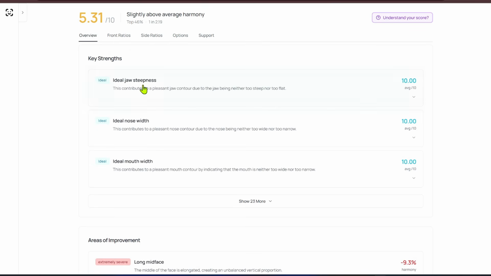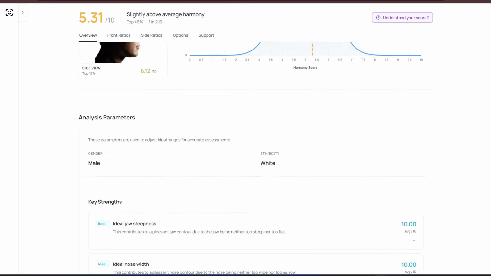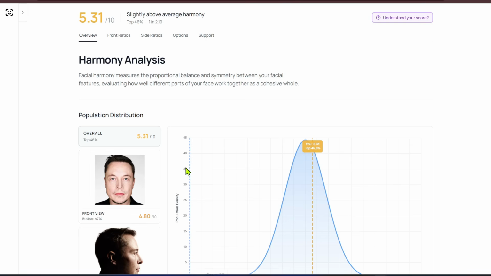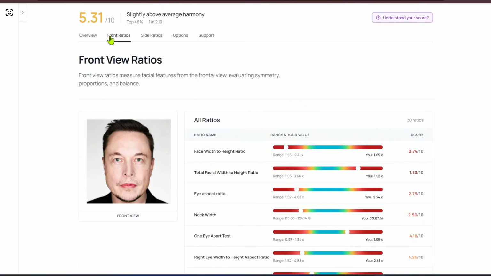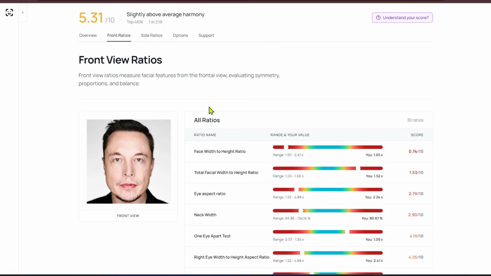Elon's key strengths are his ideal jaw steepness, his ideal nose width, his ideal mouth width, and the ideal forehead width. However, I think a slightly more compact forehead width is more attractive, and that is just from the subjective side of the perceiver. But this is the objective facial harmony, basically using objective measurements, as you can see with these ratios. But this rating isn't counting his status as a person. He's one of the publicly known richest men in the world, which makes him higher on the appealing chart. But remember that this scoring is only for his face and his harmony.